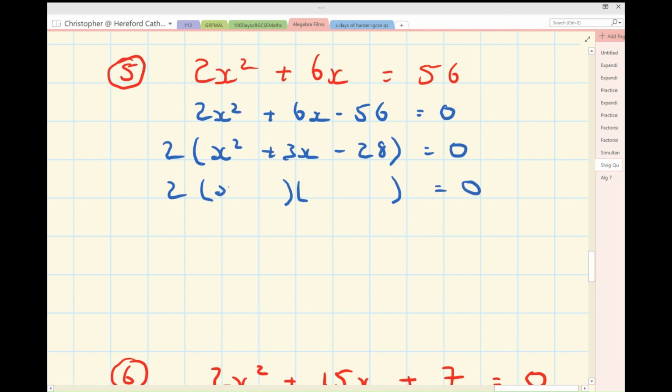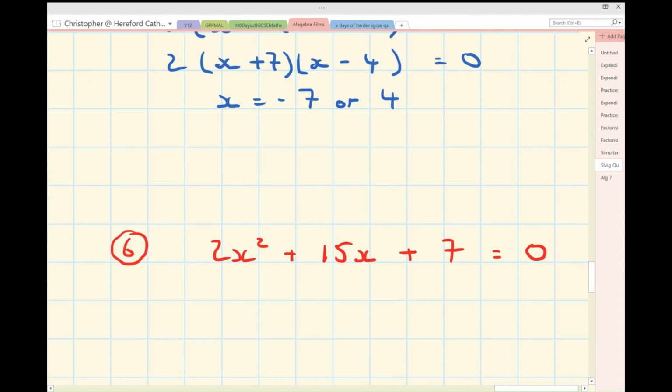I'm going to have x and x. I've got multiplying to minus 28, so I'm going to have a positive and a negative. It's going to be 7 and 4. And so what values of x make each of my 3 numbers on the left-hand side equal to 0? Well, no value of x will make the 2 equal to 0, but x equals minus 7 will make x plus 7 equal to 0, and alternatively x could be 4.